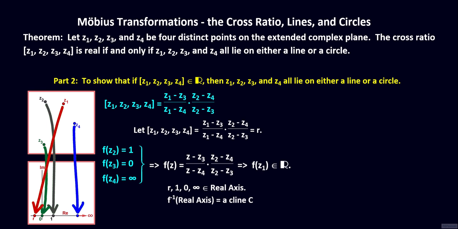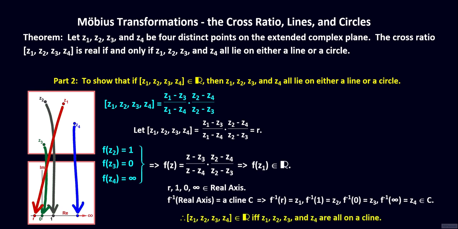Cline C will contain f inverse of r, which is z sub 1, f inverse of 1, which is z sub 2, f inverse of 0, which is z sub 3, and f inverse of infinity, which is z sub 4, so that the z sub i's all lie either on a line or a circle. Therefore, if z sub 1, z sub 2, z sub 3, and z sub 4 are distinct points on the extended complex plane, their cross ratio is a real number if and only if the z sub i's all lie on either a line or a circle.